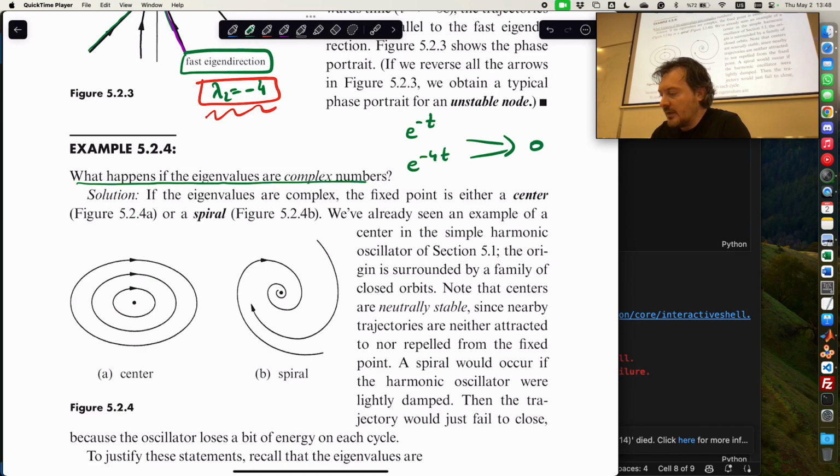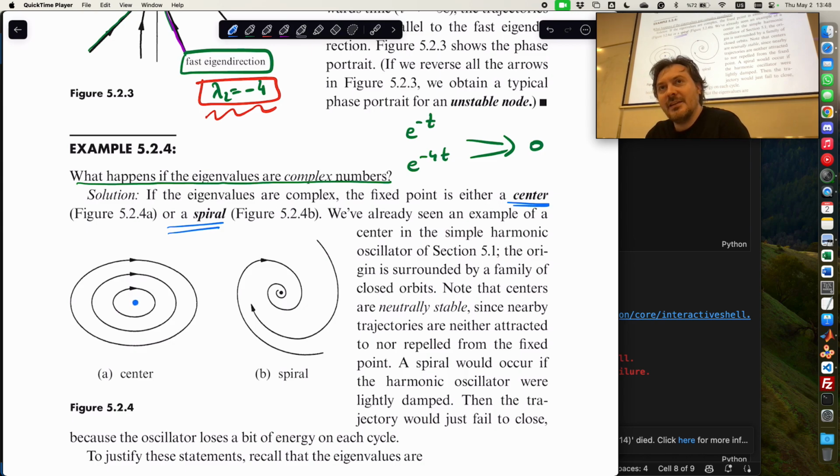So, what happens if the eigenvalues are complex numbers? There is lambda 1 and lambda 2, and we have seen the cases where they are real numbers, positive and negative. What if they are complex numbers? If the eigenvalues are complex, the fixed point is either a center or a spiral. So this is the center.